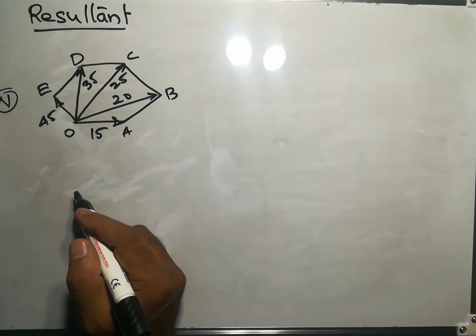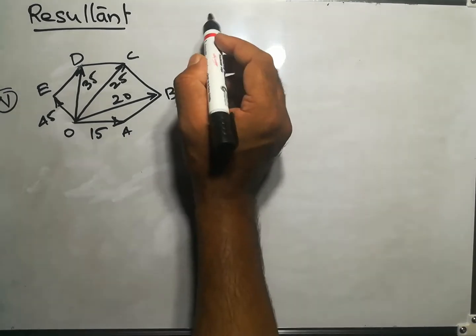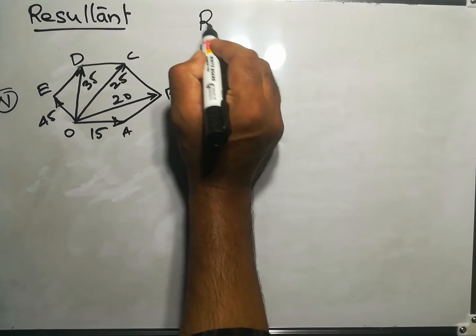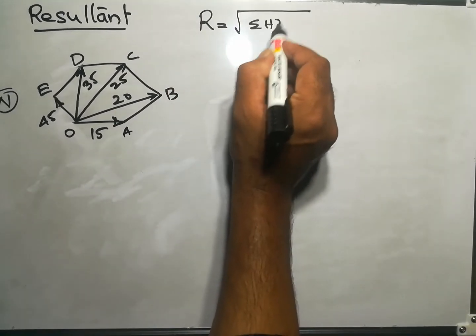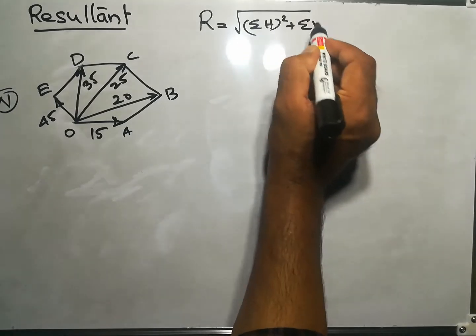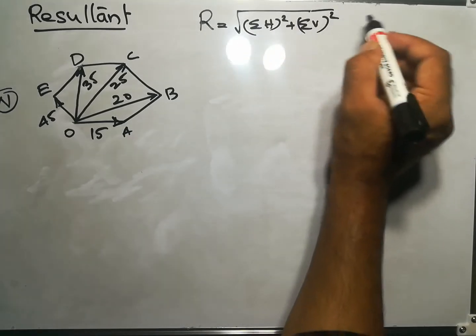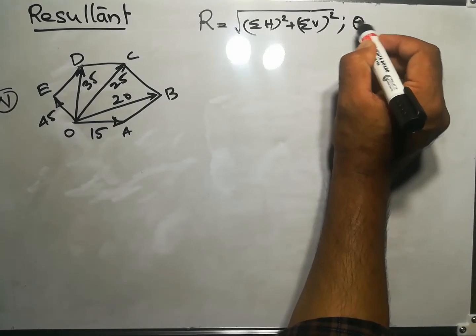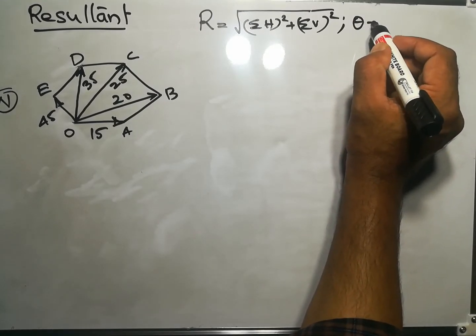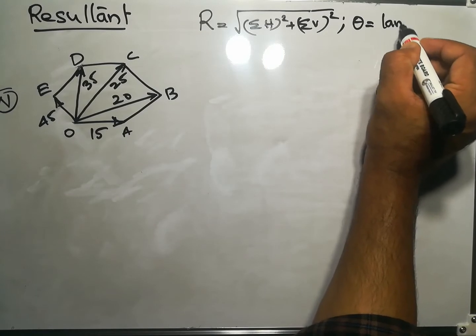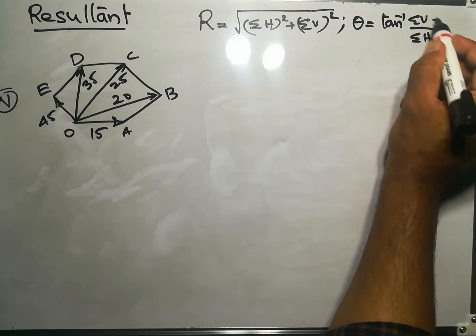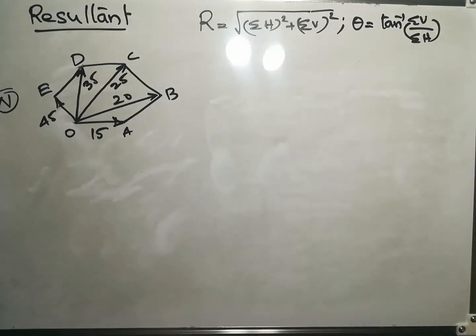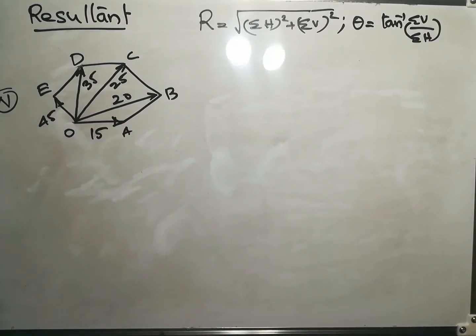We will find the resultant using the equation: resultant R is equal to the square root of sigma h the whole square plus sigma v the whole square, and its direction with respect to the horizontal axis, theta, is equal to tan inverse of sigma v divided by sigma h. So these are the equations we are going to use to find the resultant of all these forces.